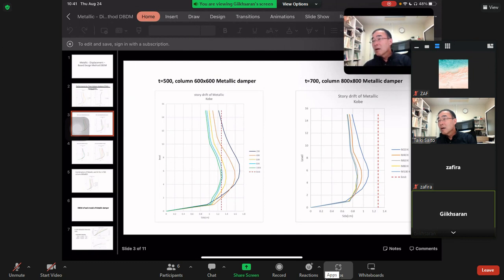This slide indicates the difference of each wall thickness and the difference of each column under the Kobe wave, just only metallic damper. For wall thickness 500, metallic 100% is the best one. And for wall thickness 700, all designs of metallic damper are good.